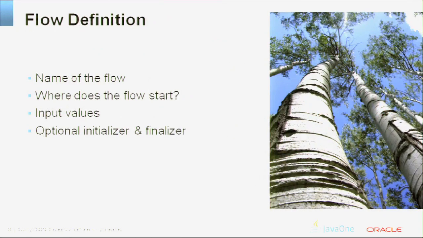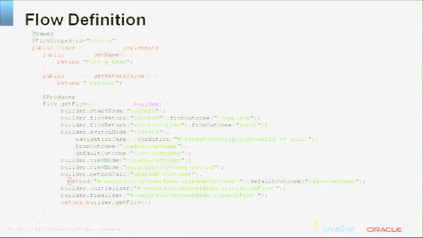Okay. And the flow definition, this is the key part. It contains the name of the flow, identifies where it starts, identifies what the input parameters are, and the optional initializer and finalizer. So this is what I was thinking would be a better way to define it than just XML.